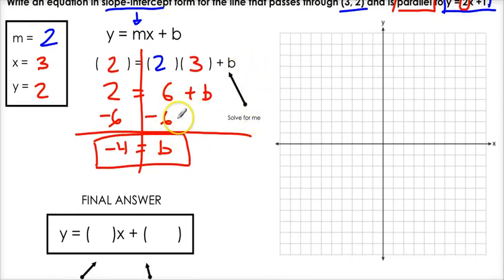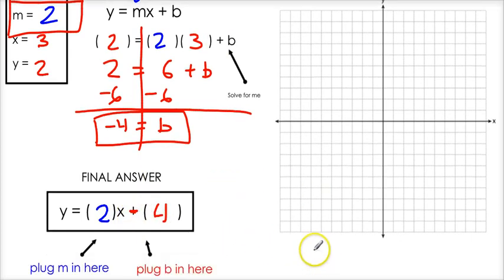So now we just have to plug in our important information. We know the slope has to be 2 for it to be parallel, and we need a y-intercept of -4. So we just plug that in. y = 2x - 4. And that's our equation. y = 2x - 4.